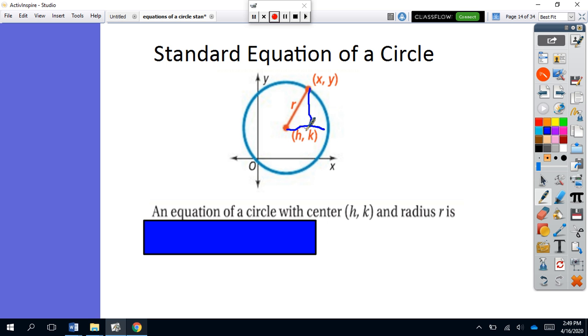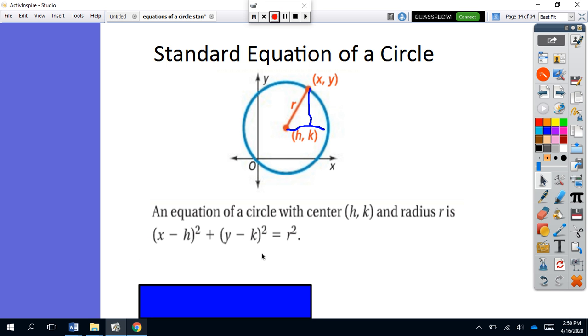But we need that distance, so it would be x minus whatever this number is, h, squared, plus y minus this number, because that would give us the length of that side. X minus h would give us the length of this side. So that side squared plus that side squared equals r squared. So the equation is just (x minus h) squared plus (y minus k) squared equals r squared. That is the standard equation of a circle. So you take x minus h, which is the x coordinate at the center, plus y minus the y coordinate at the center, which is represented by k, equals the radius squared.